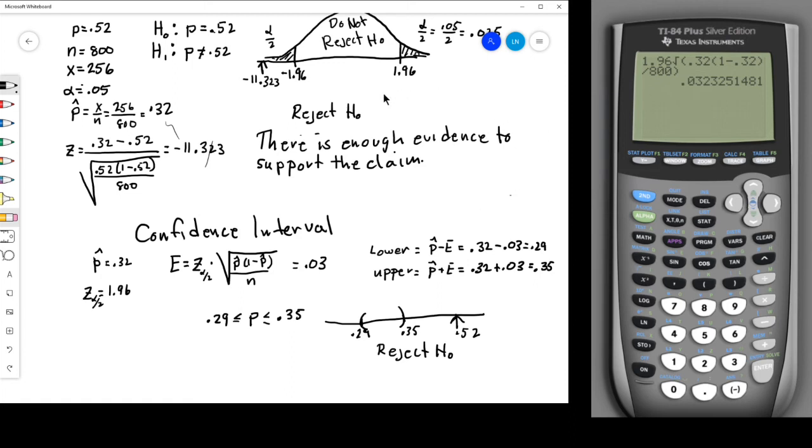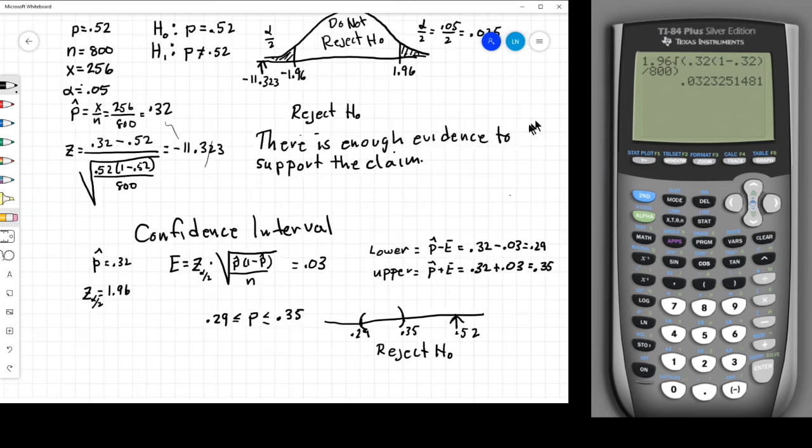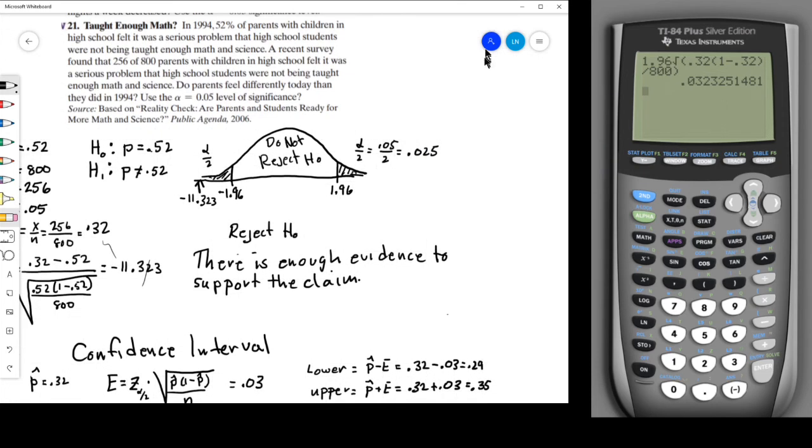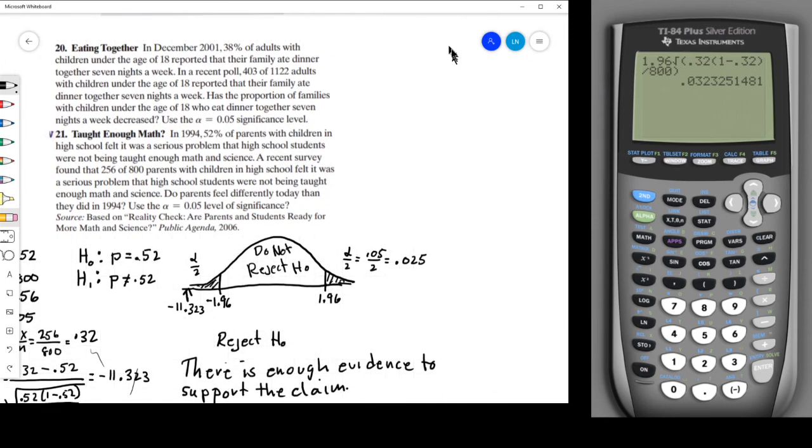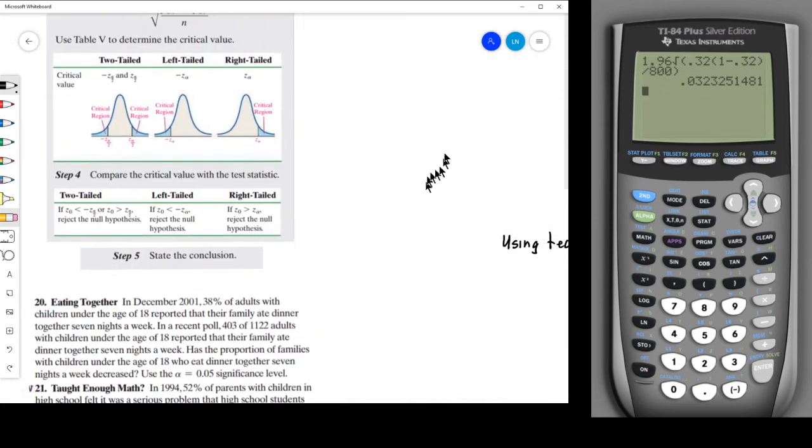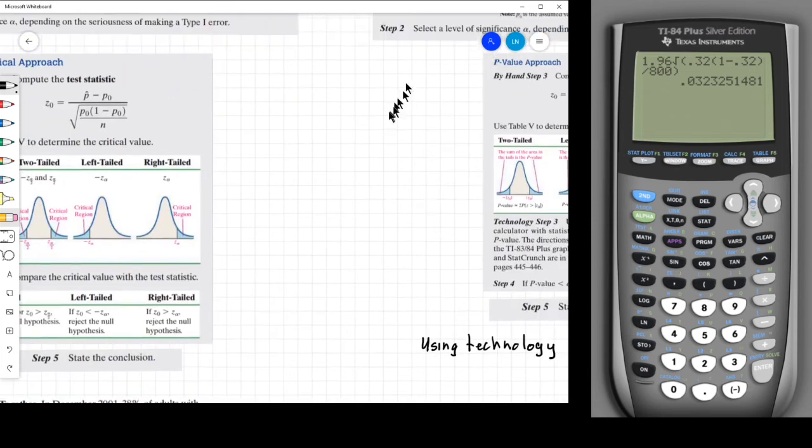So the classical method and the confidence interval method are good methods when you have pen, paper, and a basic calculator, and a student t-distribution table. All right. Let's take a look at technology. What can I do using technology?